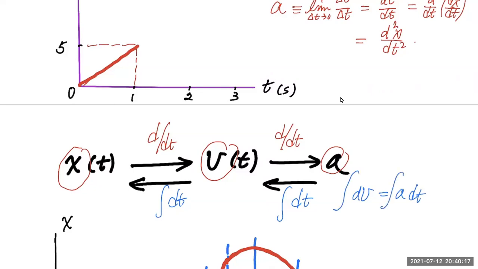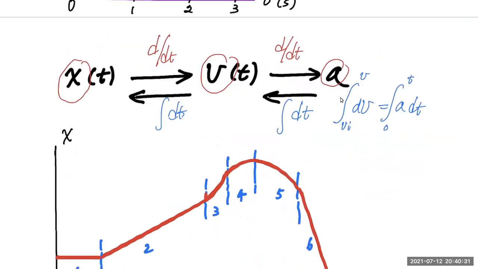Let's say we start from t equal to 0, to the current moment t. In the meantime, v changes from its initial value, v initial, which is how fast it's moving at t equal to 0, to the current value of v. Now, if you work out the integral of both sides, the left-hand side is a complete integral, so it's just v minus v initial.